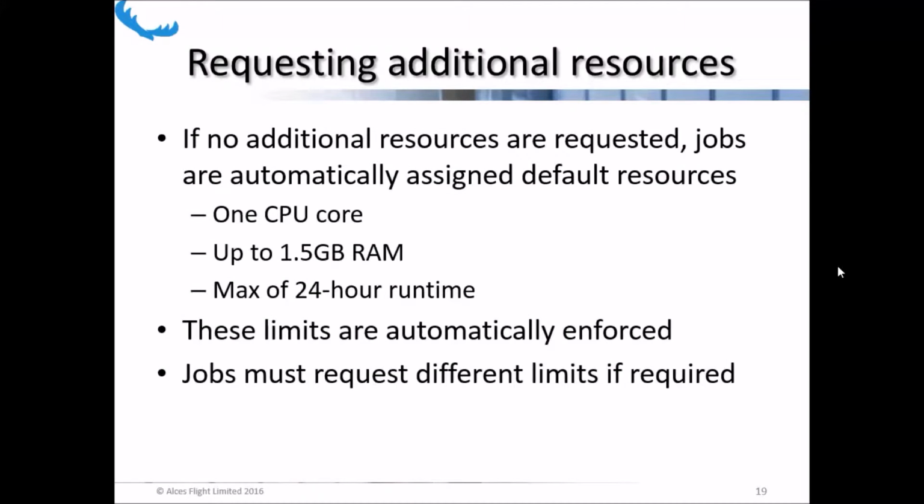By default, the job scheduler allocates a default set of resources to the jobs that you want to run. For a Flight Compute cluster, a single job will be allocated 1 CPU core, up to 1.5 gigabytes of RAM, and a maximum of 24 hours runtime. These limits are automatically enforced, but users can request different limits if that's required.